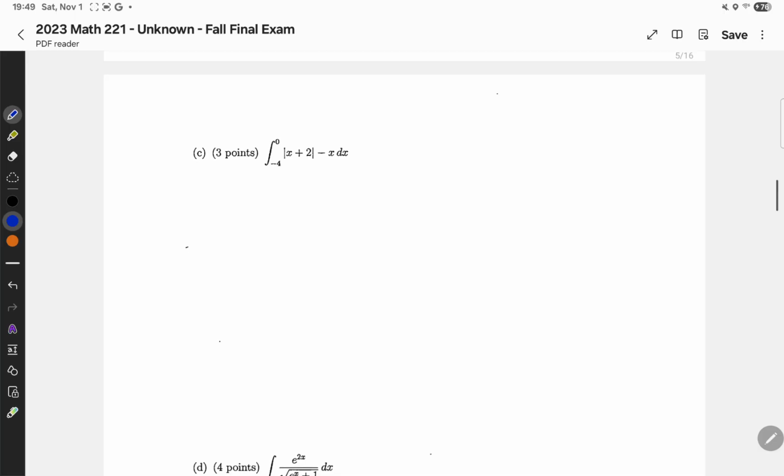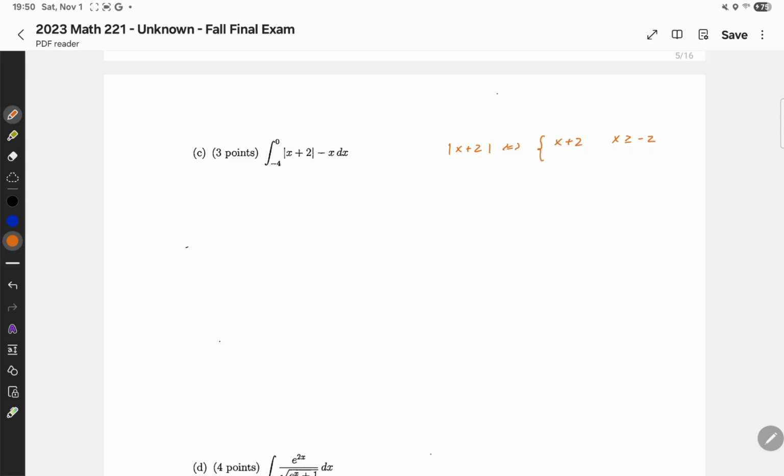Okay, so for part C, this one is going to be a little bit weird because of this absolute value we have right here. And whenever we deal with absolute values, the best way to do this is going to be to split it up into a piecewise function. And that's just where you have a function defined in multiple cases almost. So the way I'm going to write this is, let's look at this absolute value. This absolute value is actually going to be the exact same as x plus 2 if x is greater than or equal to minus 2, right?